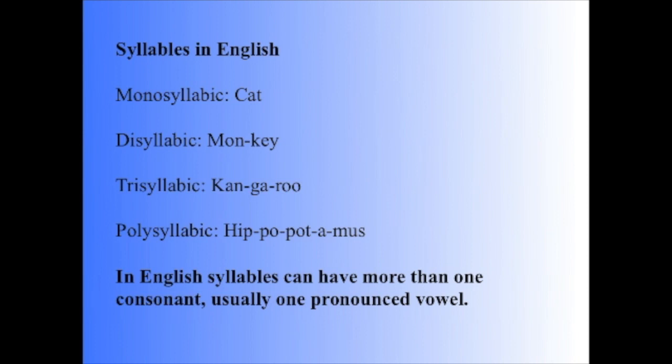You can have monosyllabic words like cat, disyllabic words like monkey, 2 syllables, trisyllabic words like kangaroo, polysyllabic words, those with multiple syllables, like hippopotamus. And in English, you can have more than one consonant, usually one pronounced vowel.